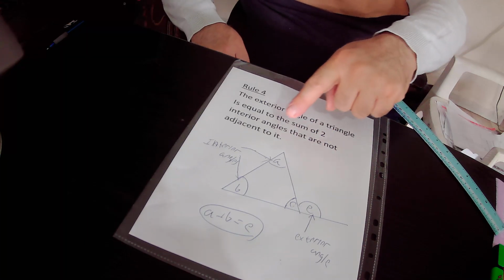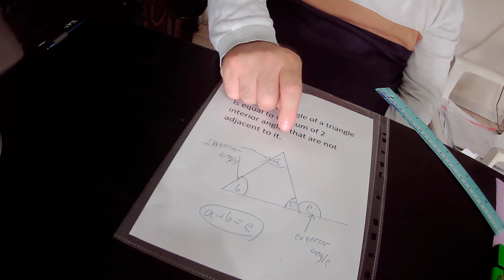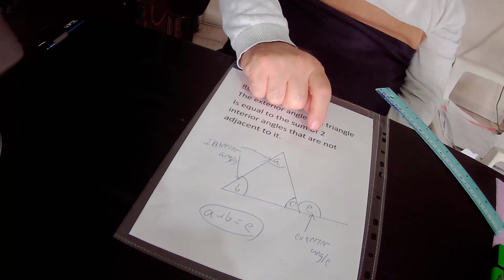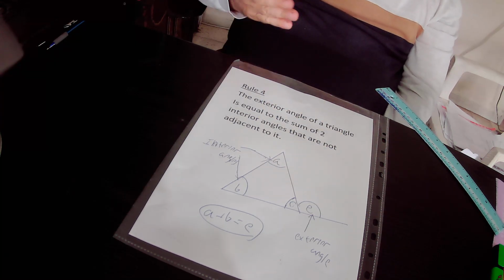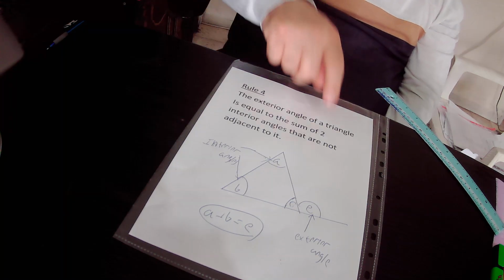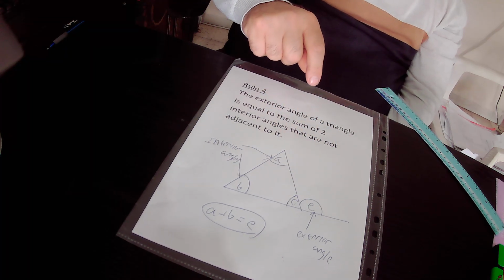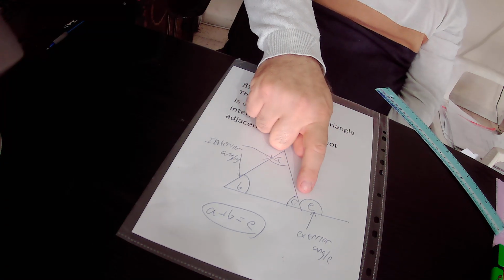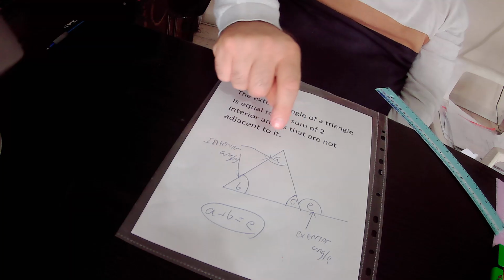So in the drawing, this is a triangle, and inside this triangle we have three interior angles. A, B, and C are the three interior angles, and we have also here angle E, that is an exterior angle. According to this rule 4, the size of this exterior angle E will be equal to the sum of the two interior angles that are not adjacent to it. Which interior angles are not adjacent to angle E? Angle C is adjacent to angle E. The other two angles that are not adjacent to angle E are A and B.